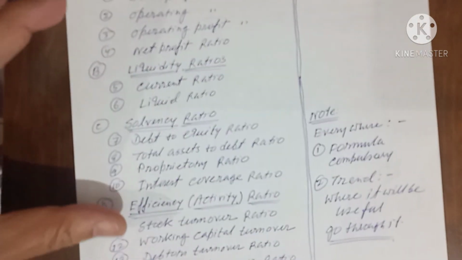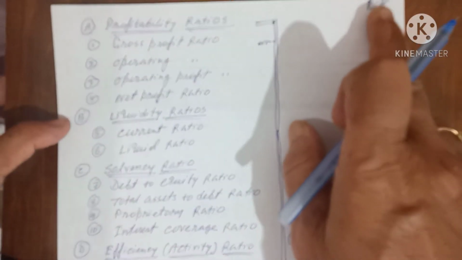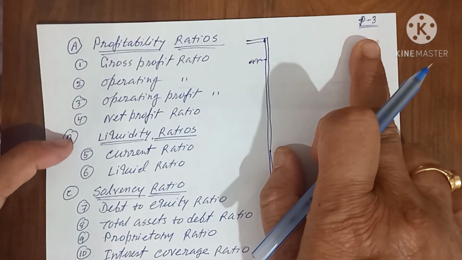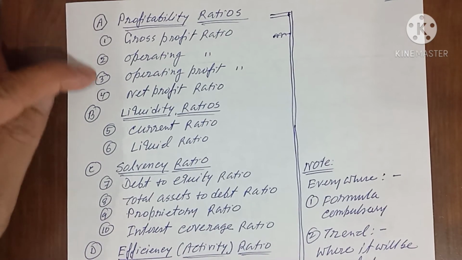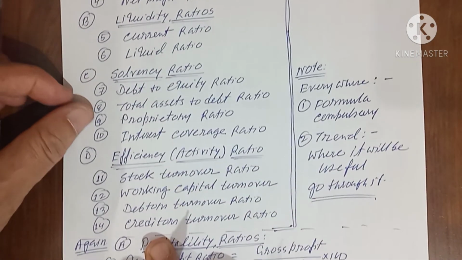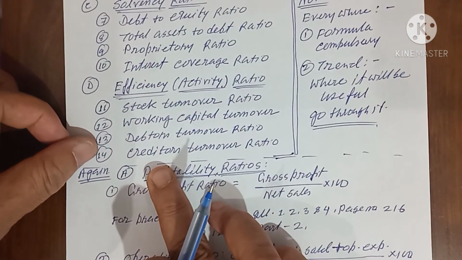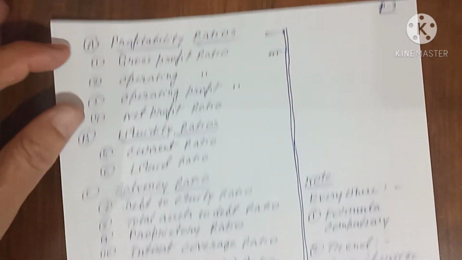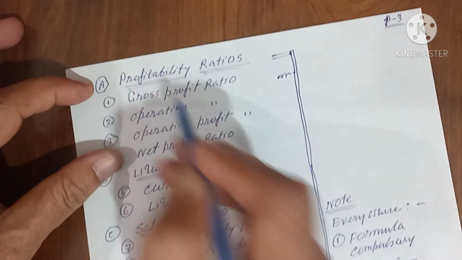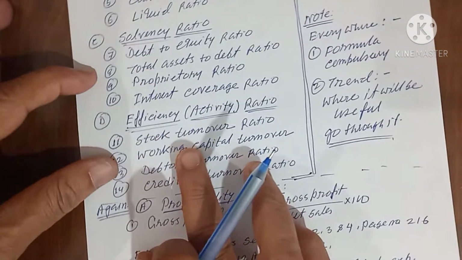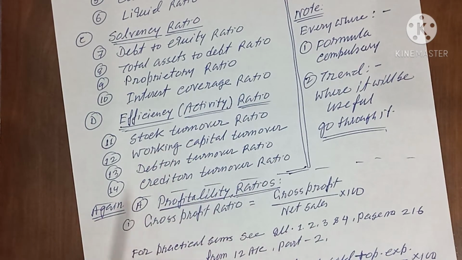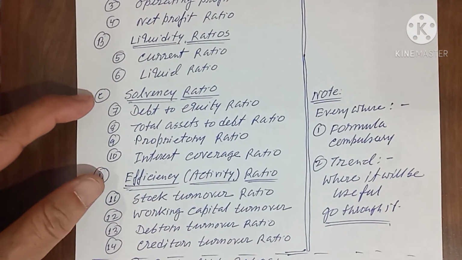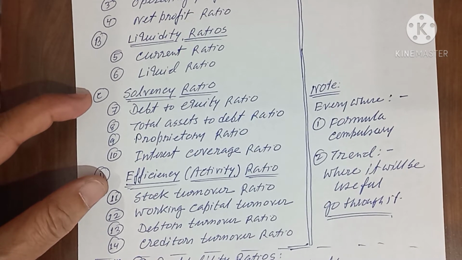So keep in mind what I want to tell you. This is page number 3. All these 14 ratios I have written here: 1, 2, 3, 4, 5, 6, 7, 8, 9, 10, 11, 12, 13, 14. These all 14 come under the headings profitability ratio, liquidity ratio, solvency ratio, and efficiency or activity ratio. Students, you have to learn the formula of all these 14 ratios.